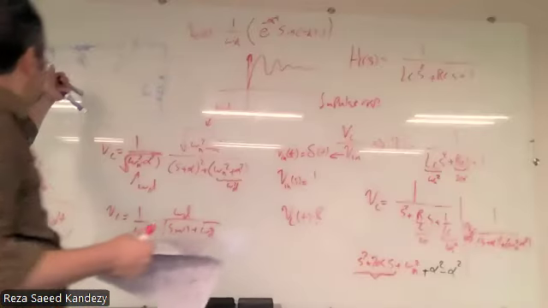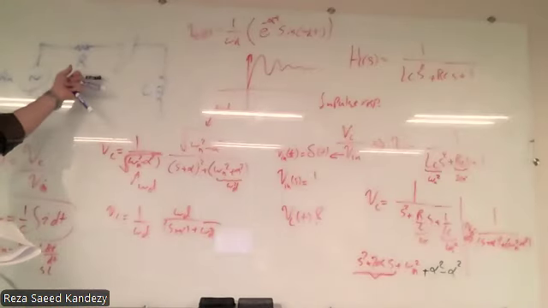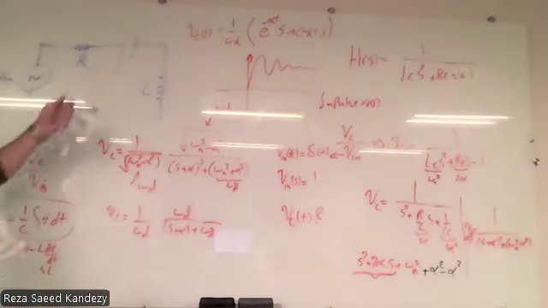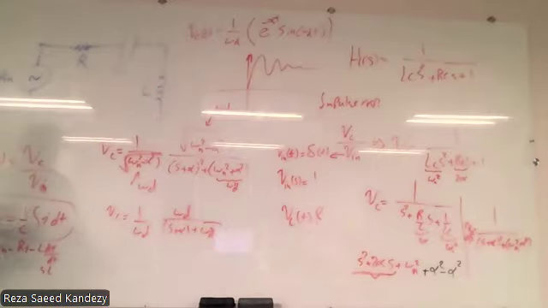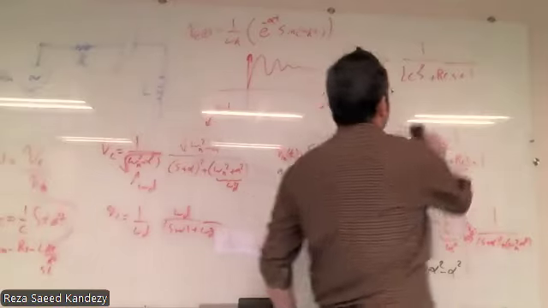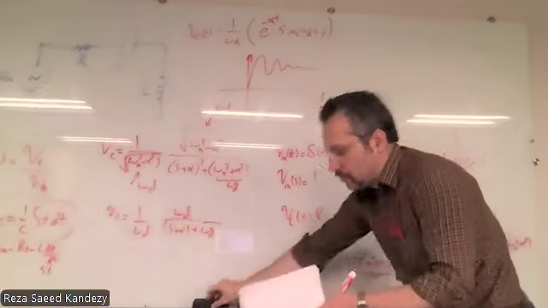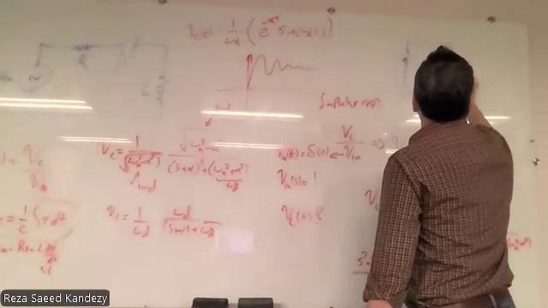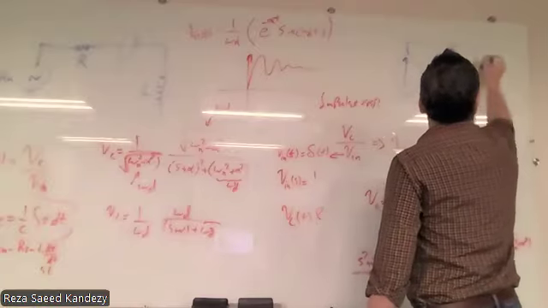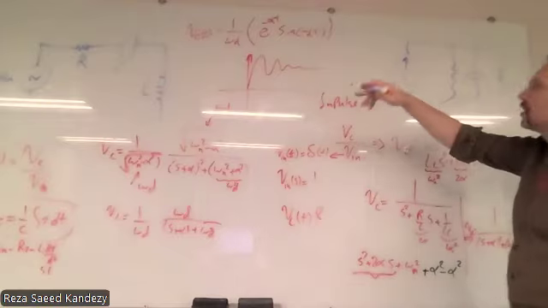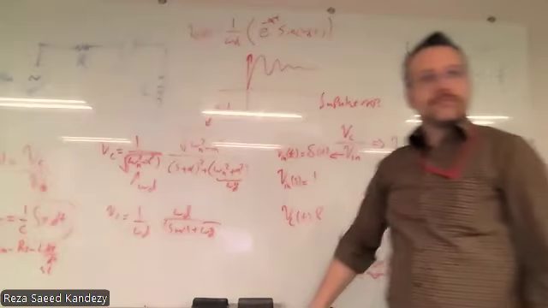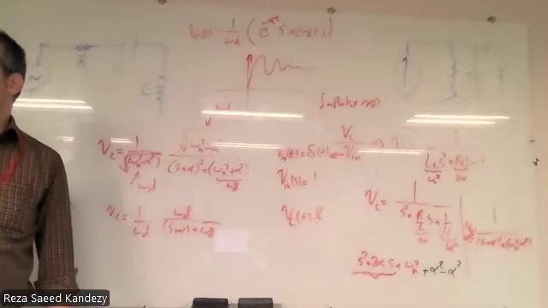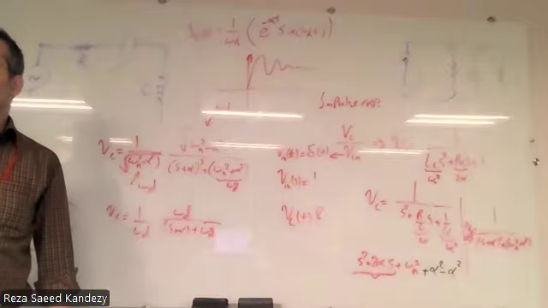If you have RLC in parallel, it's going to be the same kind of analysis. The only difference is that for the series circuit you run a KVL, but if you have an RLC parallel circuit, you just need to run a KCL at the node. The only difference is instead of a KVL, we run a KCL here. And it's going to be the same process. Are we good?